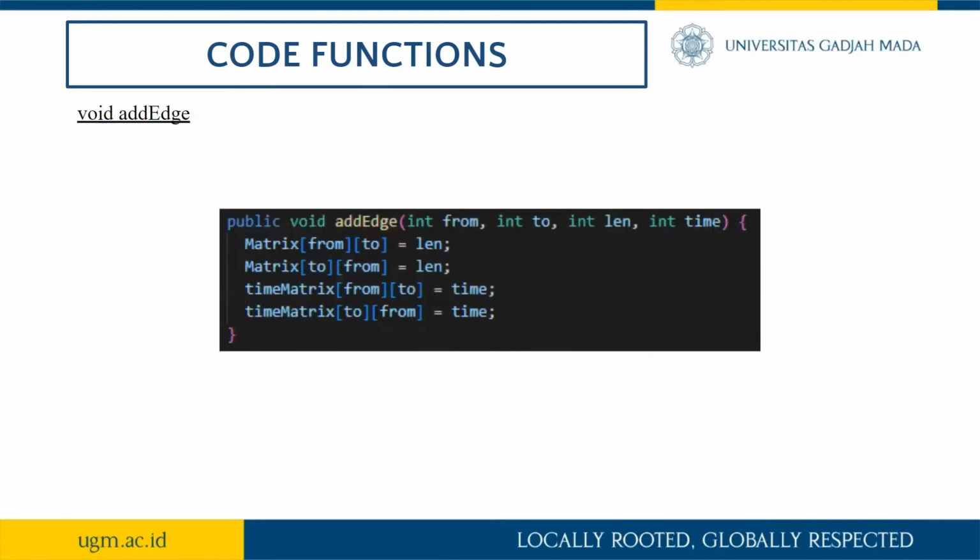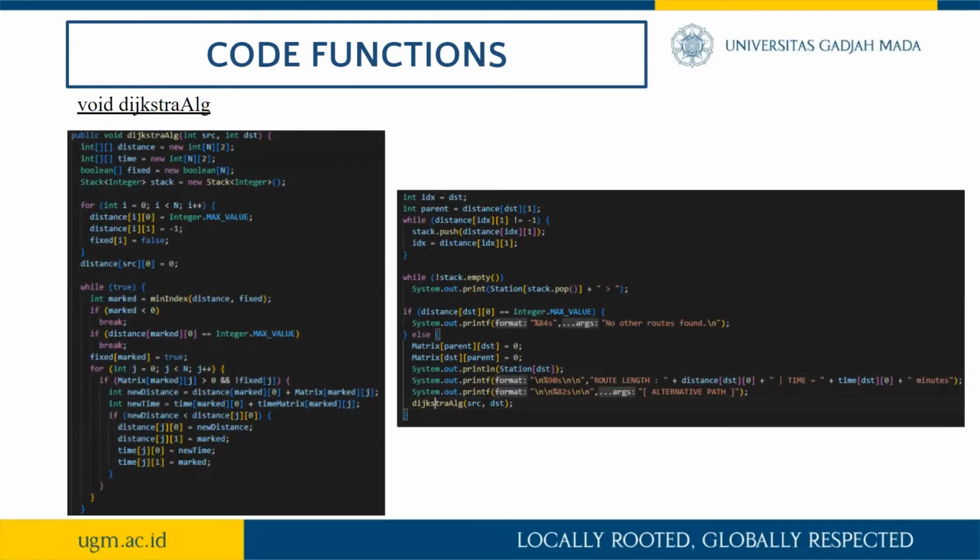The next function is called void addEdge. This adds a new edge and also determines the weight of it based on its real-life counterpart. The addEdge method is similar to the method used to input new edges and nodes to a graph object. It takes 4 variables: the source node, the destination node, the weight of the edge, and a time variable used to calculate the time needed to travel from one station to another.